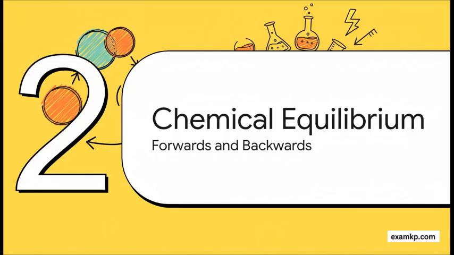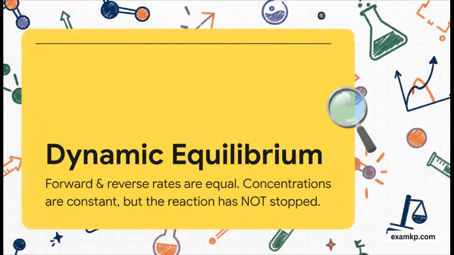Okay, so we've got a good handle on speed. Now let's switch gears and talk about balance. See, some reactions don't just go in one direction. They can go forwards and backwards. And this is where we run into chemical equilibrium. The most important word here is dynamic. It's a really common mistake to think that at equilibrium, the reaction has just stopped.